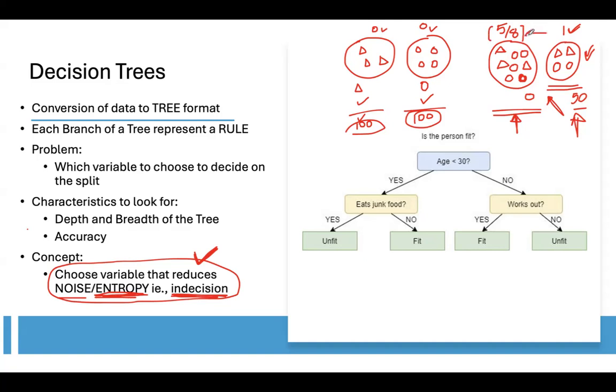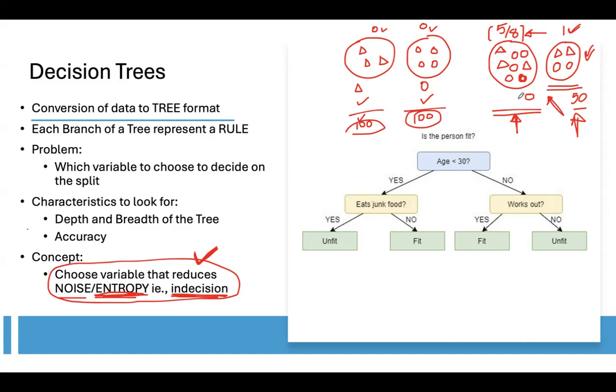And that is where the algorithm of decision trees comes out. It's not like you simply calculate the probability here. Calculating the entropy or the noise is a bit more challenging than simply calculating the probability. I'll let you know how this is actually calculated.